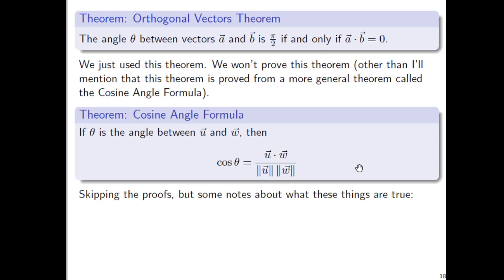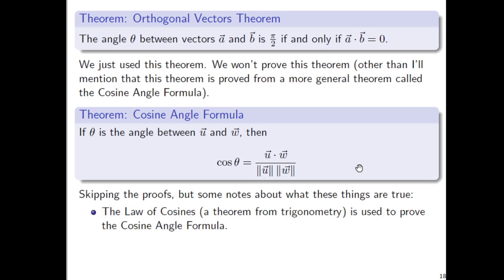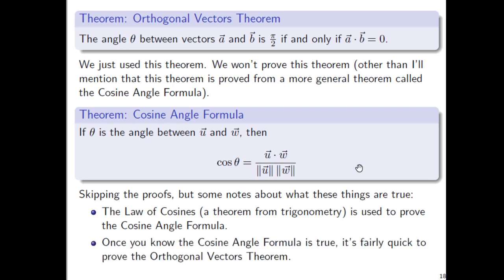If you'd like to prove the cosine angle formula, it comes from the law of cosines, which is a theorem from trigonometry. But we won't go through all of it. You're never going to be quizzed on it. To be truly honest, I would just memorize this cosine angle formula.